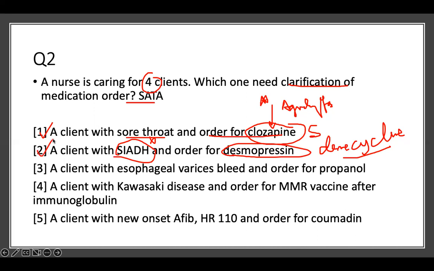A client with esophageal varices bleed and an order for propranolol. When somebody is bleeding from esophageal varices, you always have to bring down the portal pressure. If you're bleeding, we want to decrease blood flow to where the bleeding is occurring, especially the esophagus and splanchnic blood flow. So you use a vasoconstrictor. This is a form of vasoconstrictor that decreases blood flow to the GI tract. So propranolol is one of the medications we use.